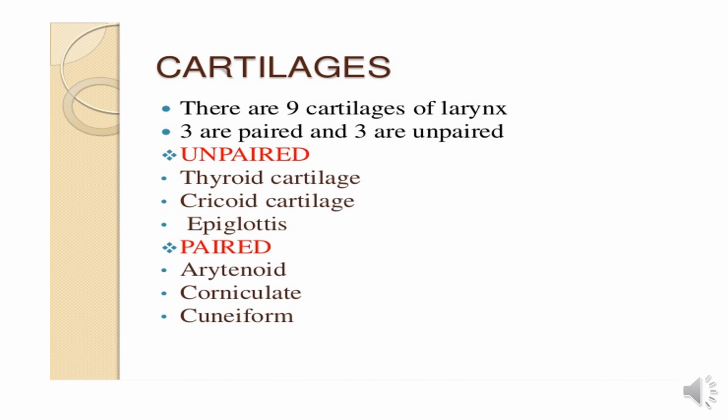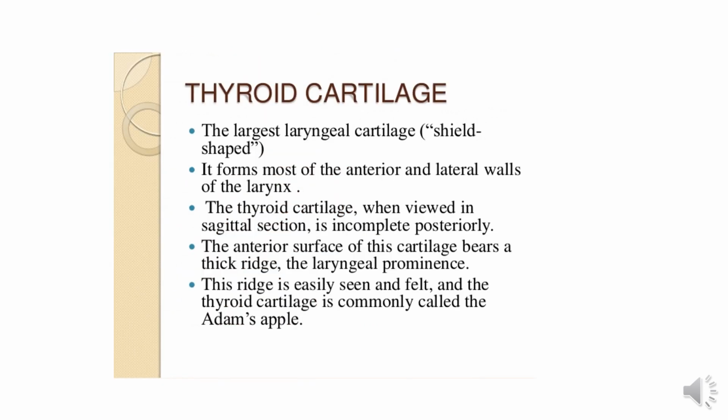Now we'll start with the thyroid cartilage. As I said, there are 3 paired and 3 unpaired cartilages. The thyroid cartilage is the largest one, with a shield shape, forming an angle anteriorly, which is more acute in males and more obtuse in females. This is called the Adam's apple in males. The thyroid cartilage is incomplete posteriorly, so it is not a complete ring.